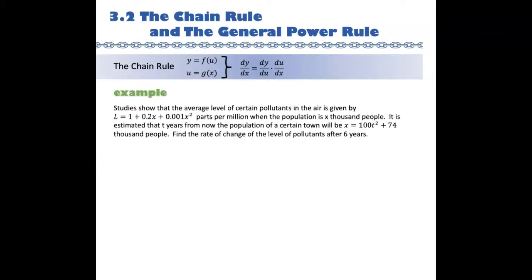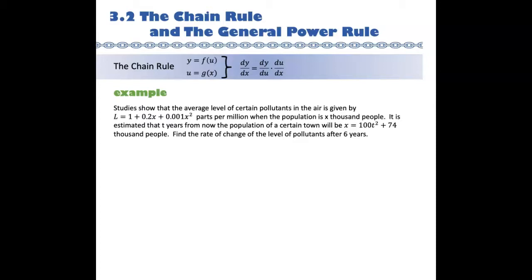All right, here's our first example. Studies show that the average level of certain pollutants in the air is given by L equals 1 plus 0.2x plus 0.001x squared parts per million when the population is x thousand people. It is estimated that t years from now, the population of a certain town will be x equals 100t squared plus 74,000 people. Find the rate of change of the level of pollutants after 6 years.